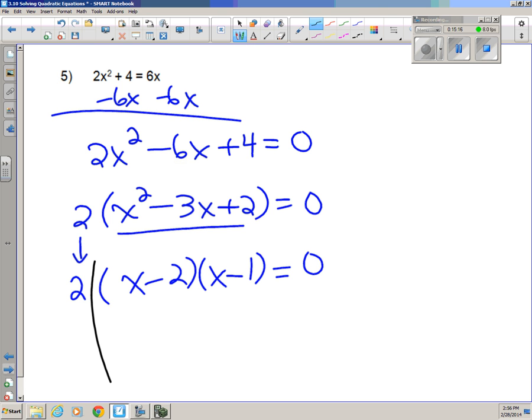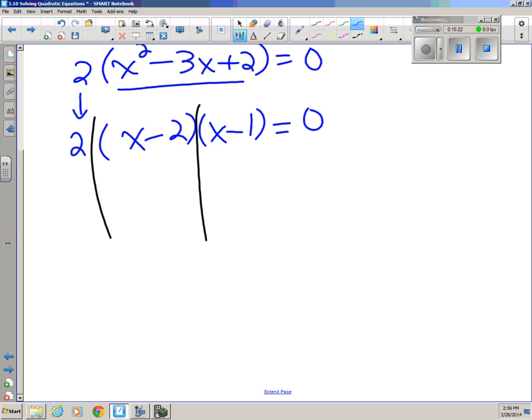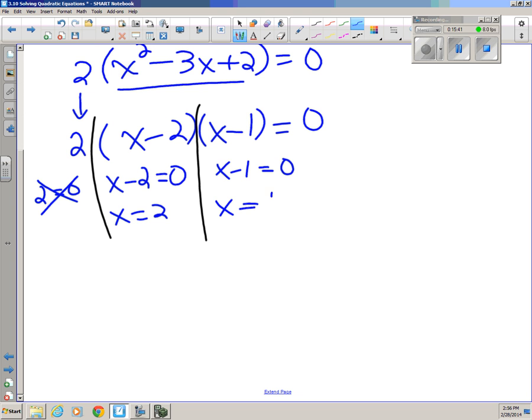And now I'm going to drop my walls. I've got 2 walls this time as opposed to 3, but understand that this 2, this GCF, is nothing to solve for because there is no variable there. In other words, if I try to set 2 equal to 0, it just doesn't make sense. So I'm really only dealing with the factors that have variables with them. So x minus 2 equal to 0, add 2 to both sides, x is 2. x minus 1 is equal to 0, add 1 to both sides, and x equals 1.